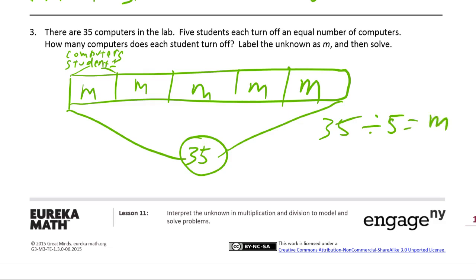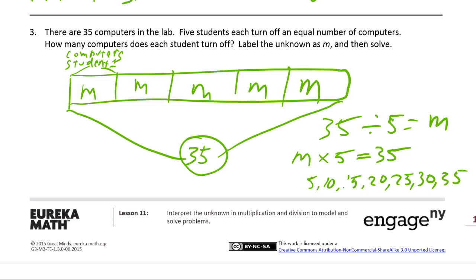And if, with division, you would rather see this as a missing factor problem, then you could look at this as M times 5 equals 35. And you think, okay, how many 5s do I need? Oh, that's just to count by. 5, 10, 15, 20, 25, 30, 35. And that's 35 we need. And that's 1, 2, 3, 4, 5, 6, 7. That's 7 5s. So it must be 7. So each student turns off 7 computers.